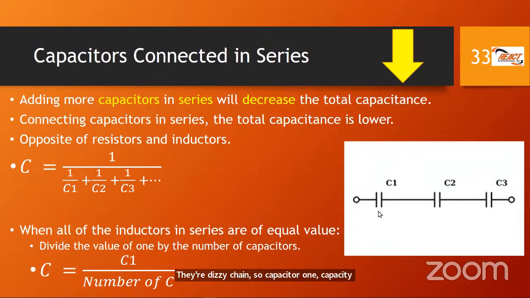And we need to be able to calculate, if we have the value of each of them, what the total capacitance will be. So we need to know that this is in fact the opposite case to resistors and inductors. When you add more capacitors in series, it will actually decrease the total capacitance. And this is an exam question, so you need to know this. Put them in series, it decreases the total capacitance. You need to be aware of that.